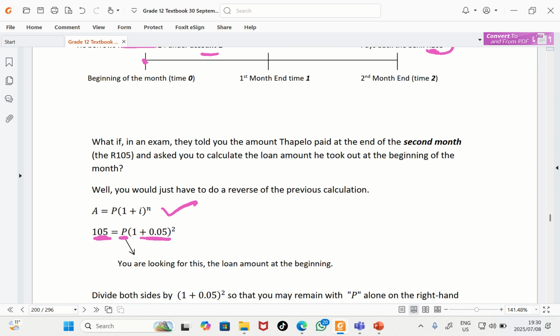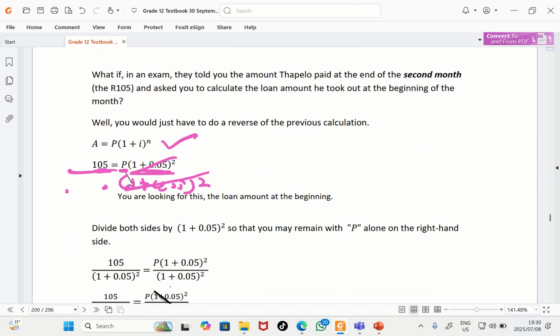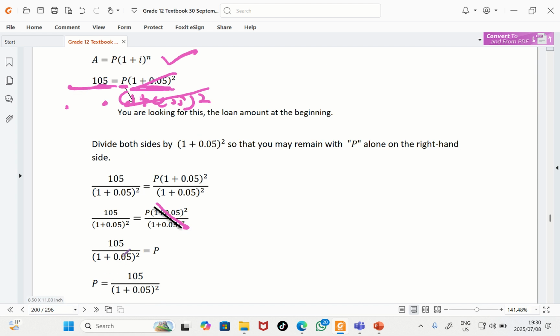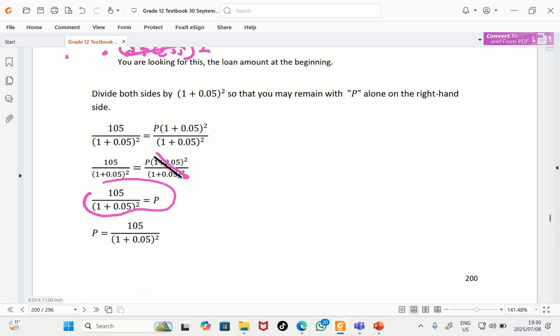Then we make P the subject of the formula. In order for us to do that, first remove this by dividing by the same thing so they can cancel. What you do on one side, you do on the other. So that's exactly what I did here. They cancel, and I'm left with this. You're also allowed to just put the P on the left and put that on the right.